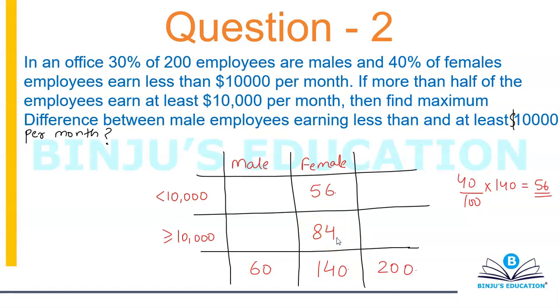If more than half of the employees earn at least 10,000 per month, so I can say that this value is greater than 100. So this here will automatically become less than 100. Then find the maximum difference between male employees earning less than and at least $10,000 per month. So we need to find out the maximum difference between these two quantities.